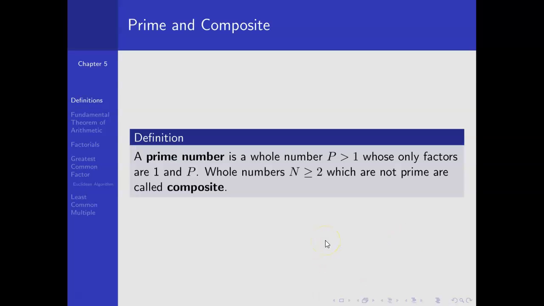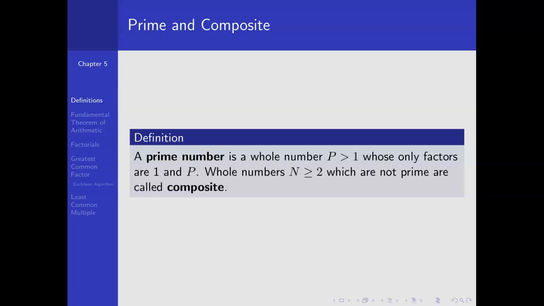So, starting with the definition, this is probably fairly familiar, maybe not phrased exactly this way before. A prime number is a whole number p greater than 1 whose factors are 1 and p. Whole numbers which are not prime are called composite.